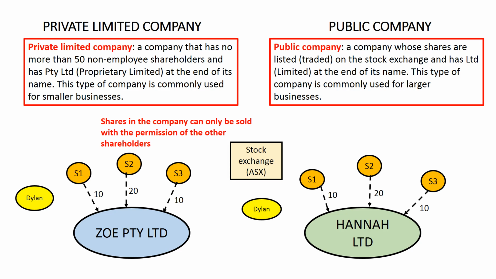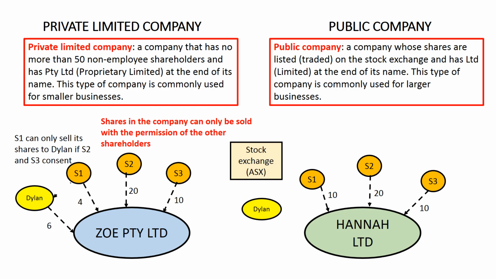Let's take the example of Zoe Proprietary Limited, which, because it has Pty Ltd at the end of its name, is a private limited company. You can see that there are three shareholders in Zoe Proprietary Limited. These are S1, who holds 10 shares, S2, who holds 20 shares, and S3, who holds 10 shares. Let's suppose that S1 wants to sell 6 of its 10 shares to Dylan. Because Zoe Proprietary Limited is a private limited company, S1 can only sell those 6 shares to Dylan if S2 and S3 consent, that is, agree to that sale. It's only if S2 and S3 agree to that sale that Dylan can become a shareholder in Zoe Proprietary Limited by buying 6 shares from S1.